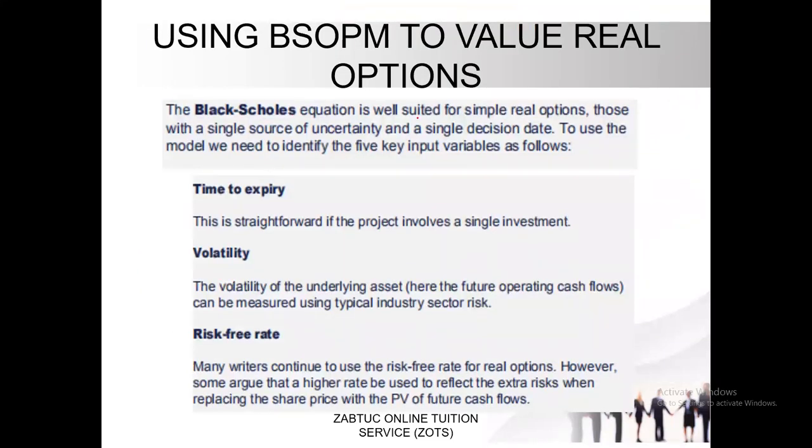The Black-Scholes equation is well suited for simple real options, those with a single source of uncertainty and a single decision. To use the model, we need to identify our 5 variables. Do you remember our 5 variables? In any of these situations, if you have got the equivalent of these 5, then we are saying you can use Black-Scholes to calculate or to estimate the value.